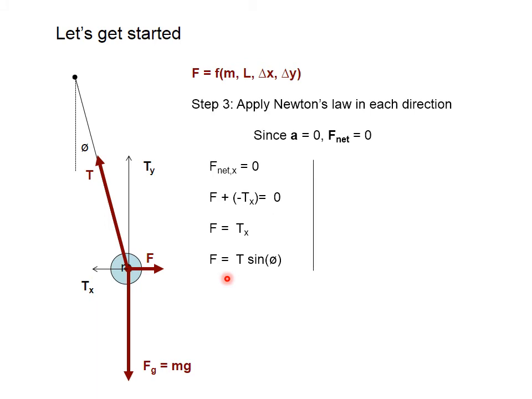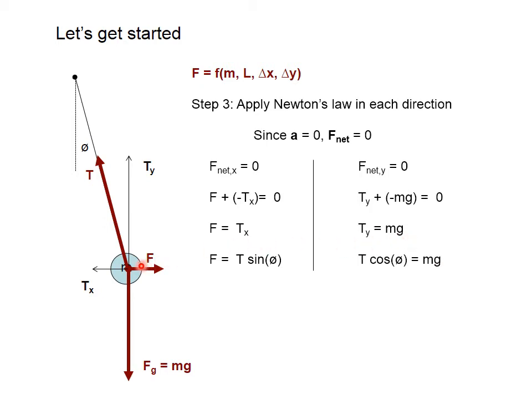Okay, so let's look now at the net forces in the y direction. So there's the y component of the tension acting upward. Remember, upward is positive, to the right is positive. And then I have to add to that the vector of the gravitational force, which is acting downward. So I write minus mg. So the tension in the y direction is equal to the weight of the pendulum bob.